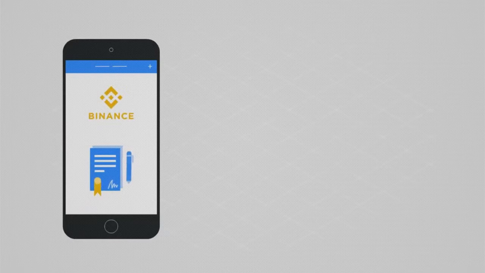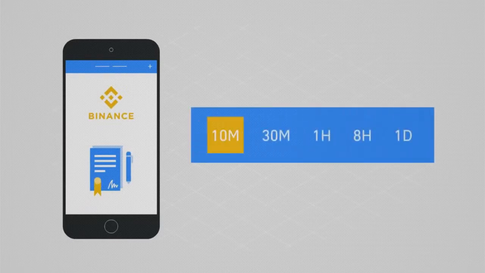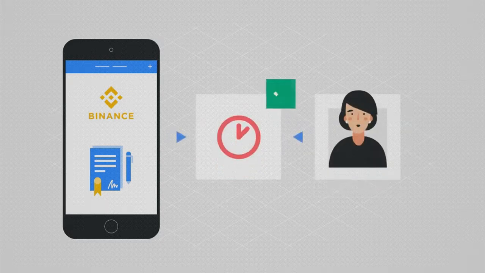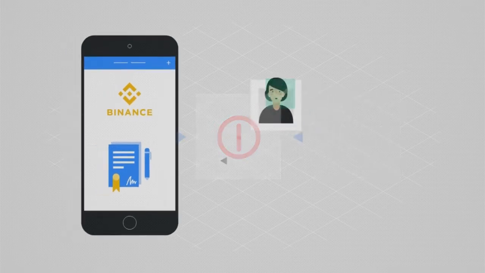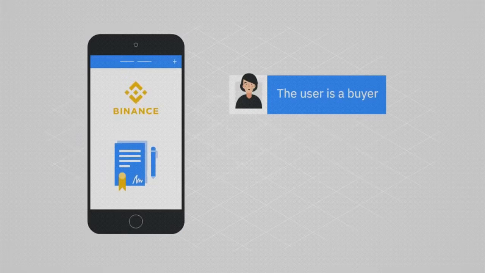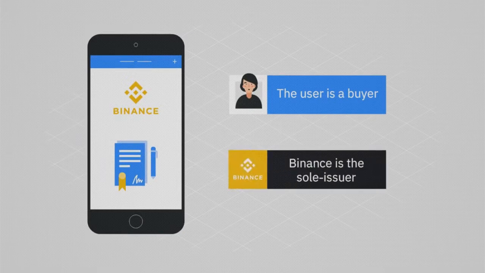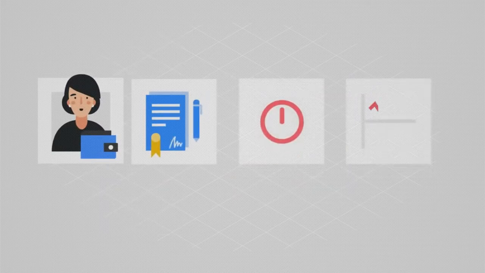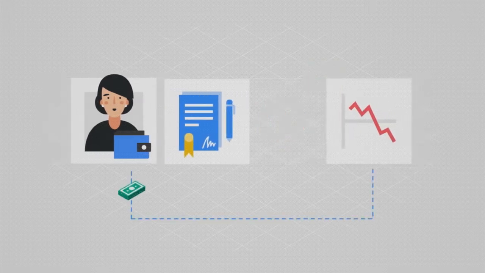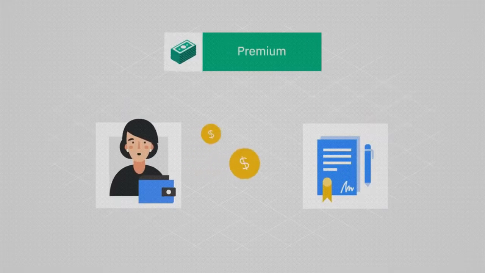Binance options offers short duration contracts ranging from 10 minutes to 1 day. This allows users to trade with expiry windows as small as 10 minutes apart, while providing a wider selection of trading strategies. Unlike traditional options, users can only be a buyer of Binance options as Binance is the sole issuer of the product. Therefore, users of Binance options are not exposed to unlimited downside, unlike traditional option sellers. In this case, the maximum loss would be the premium, which is the amount paid for acquiring the contract.